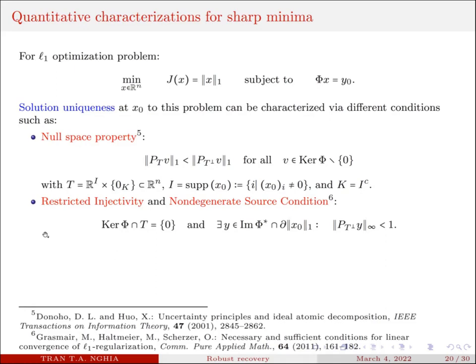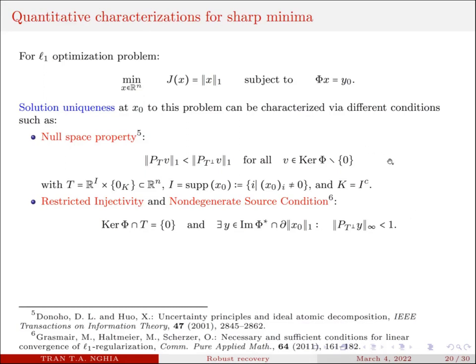So let me revisit the case of L1 optimization problems, when people try to minimize the L1 norm with a linear constraint right here. Solution uniqueness can be characterized via many different conditions. I cannot list them all right here because there are so many. If you know about this area, you know there are many different conditions for this kind of property in L1 optimization. I only list two conditions right here. The first one is the null space property, and the second one is the non-degenerate source condition. They are equivalent in some sense.